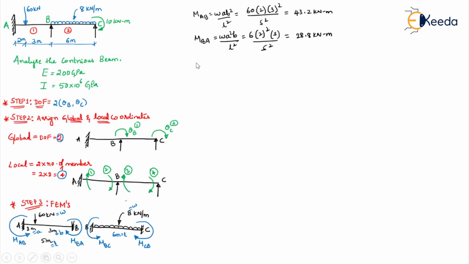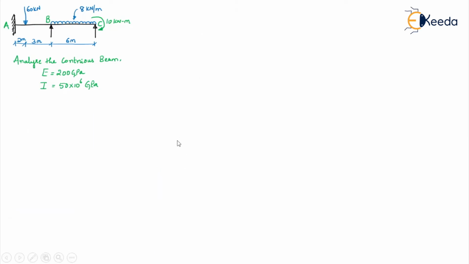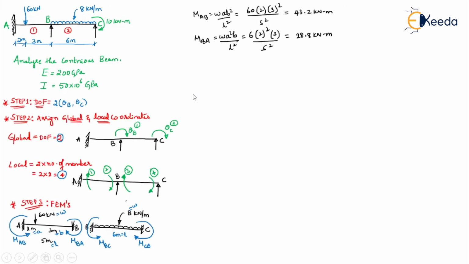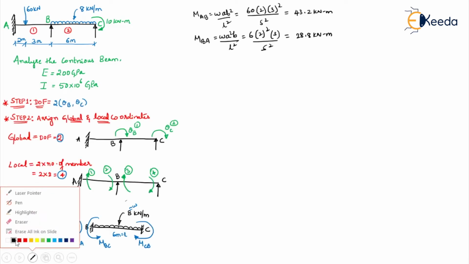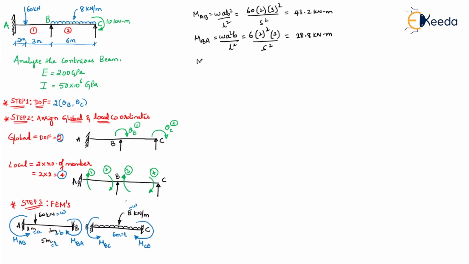So it is symmetric. So what will happen if it is symmetric? So MBC will be equal to MCB, that will be equal to W L square by 12. So this is a standard formula for UDL. Okay. So what is W, 8 into 6 whole square by 12. So this will be 24 kilonewton meter. So these are all your fixed end moments.